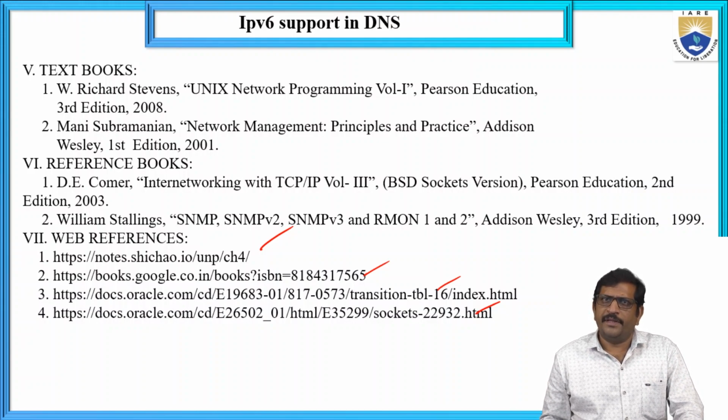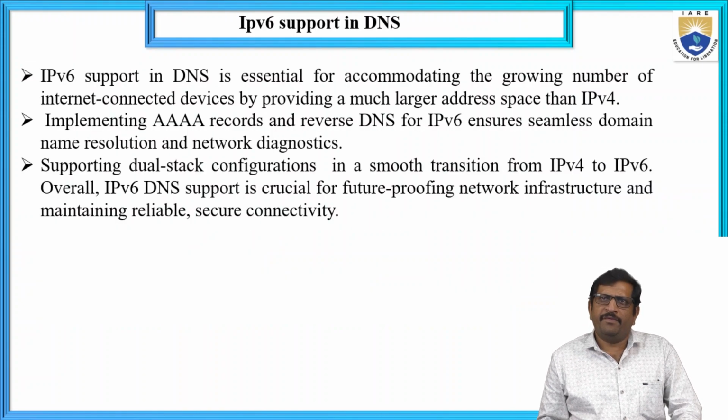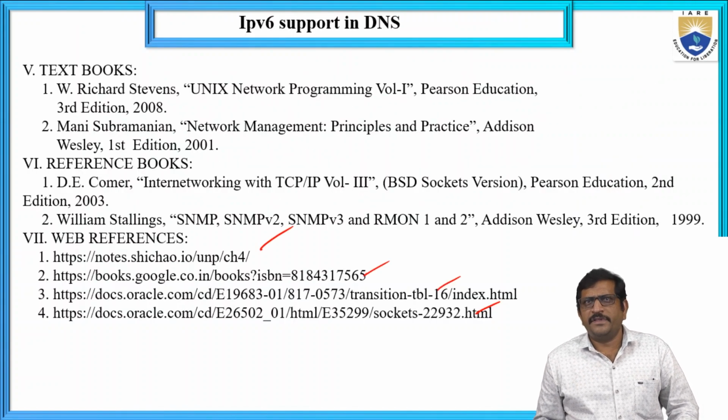So this is about the IPv6 support in a DNS. That means the DNS is supporting IPv6. Whenever the host is requesting to the DNS, it is supported. That's why IPv6 support in DNS is very essential for accommodating the growing number of internet connected devices by providing a much larger address space than the IPv4. This is about the IPv6 support in a DNS.